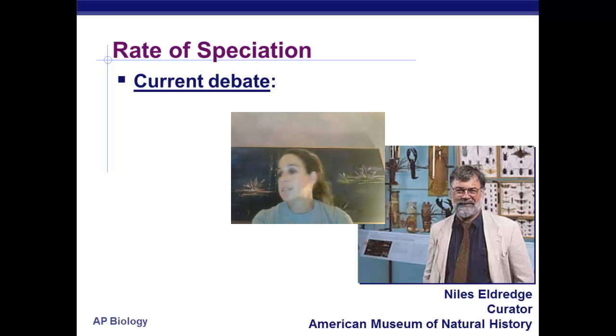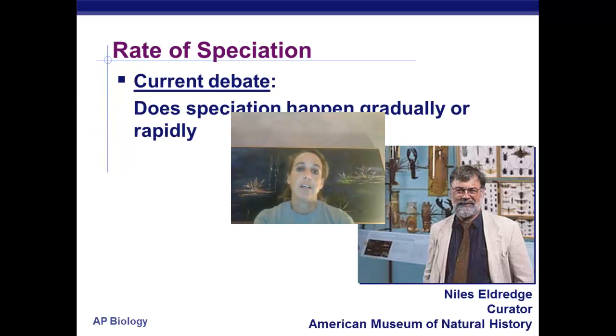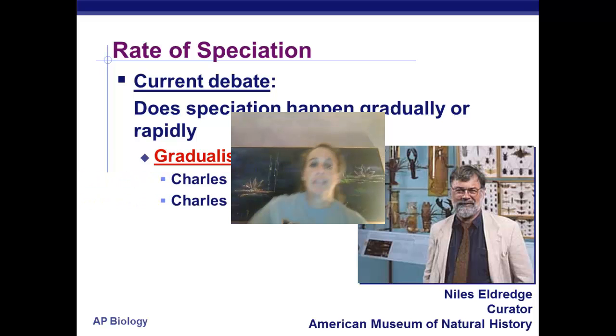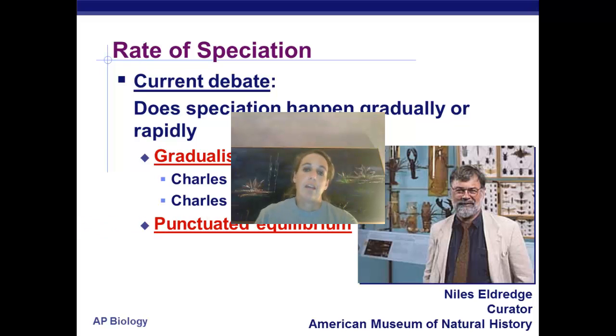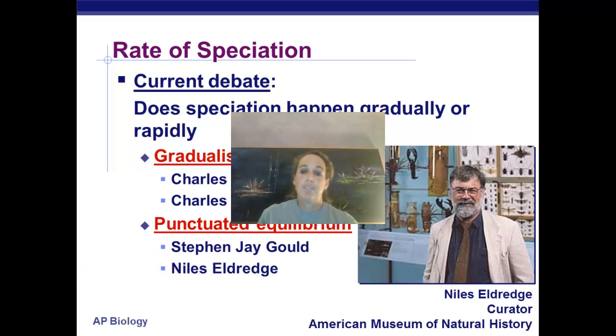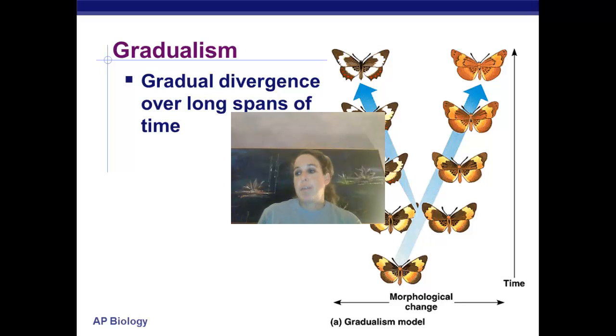Okay, so the next thing that we're going to touch on briefly is just the rate of speciation. So how quickly does evolution occur, basically, is the question. There are two trains of thought here: is it gradual or is it rapid? A couple of scientists that think gradualism is the way it occurs are Darwin and Lyell. Then there's a newer type that people are really beginning to investigate, called punctuated equilibrium. That's Stephen Jay Gould and Niles Eldredge, who are working with this idea. So let's talk about what they mean.